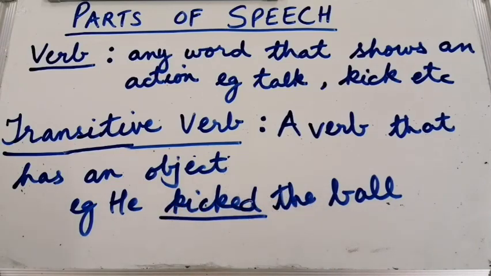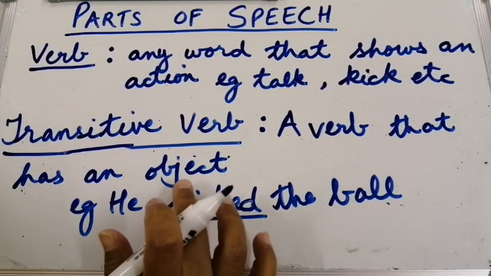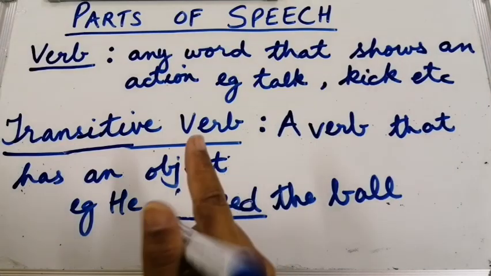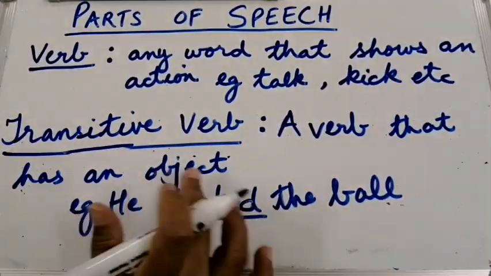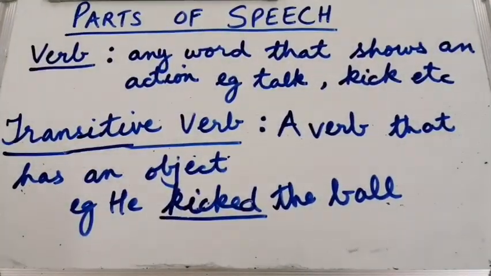So this word kicked, K-I-C-K-E-D, kicked, is called transitive. Transitive verb, a verb that has an object. Example, he kicked the ball. Then what is intransitive verb? The opposite of this. A verb that does not have an object. Okay, write this in your copies.